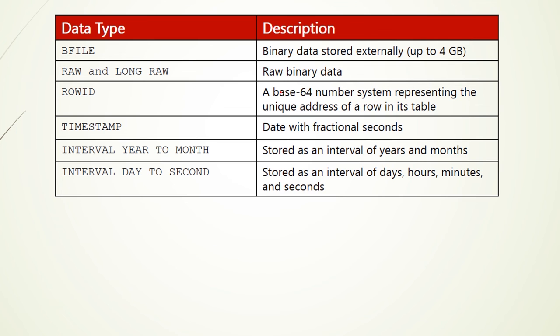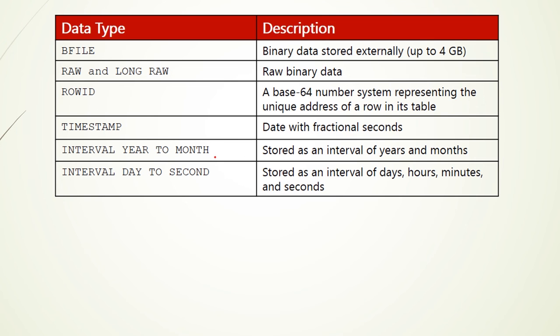ROWID is a 64-bit number system representing, for example, the unique address of a row in its table. TIMESTAMP is date with fractional seconds. The DATE stores century, year, month, day, hours, minutes, and also seconds, but TIMESTAMP stores the century, the year, the hours, the minutes, the seconds, and also fractions of seconds.